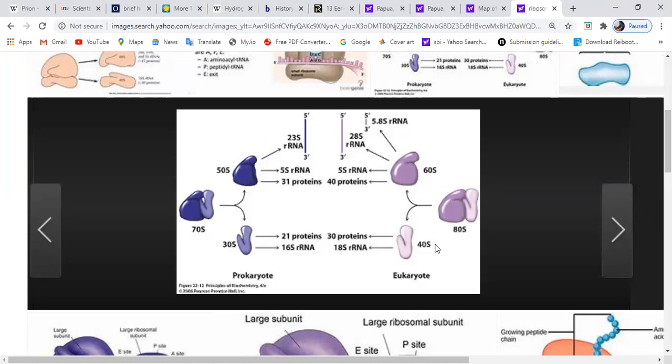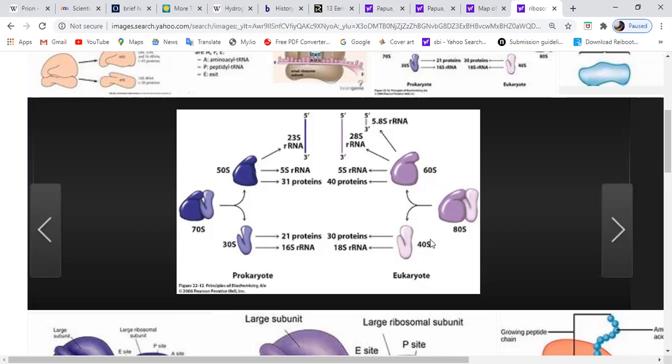So please do not get confused by this addition, because if you add 60 plus 40, it will be 100. But actually, when these two bind, they give the complete ribosome, whose sedimentation value is 80 Svedberg units, 80. So there are two different types of ribosomes, 70S and 80S. 70S is made up of 50S and 30S, whereas in eukaryotes, the 80S is made up of 60S and 40S.